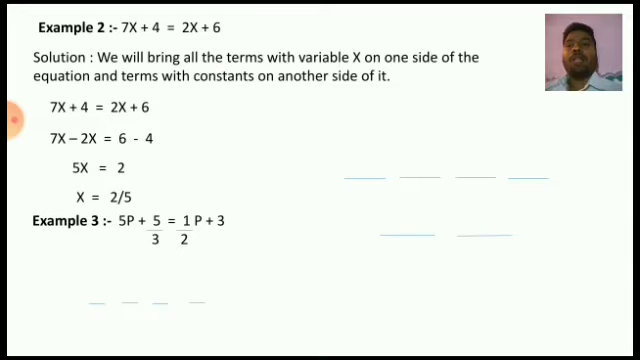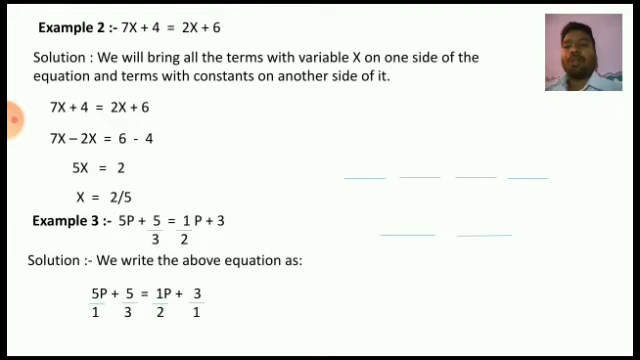Next example is 5p plus 5 divided by 3 is equal to 1p divided by 2 plus 3. So we have to find the value of p. So solution for this given example, we have to write the above equation as 5p divided by 1, because the denominator of the 5p is 1, plus 5 divided by 3 as it is, is equal to 1p divided by 2 plus 3 divided by 1. So now we have to find the LCM of the given denominators. So the LCM of the given denominators is 6.